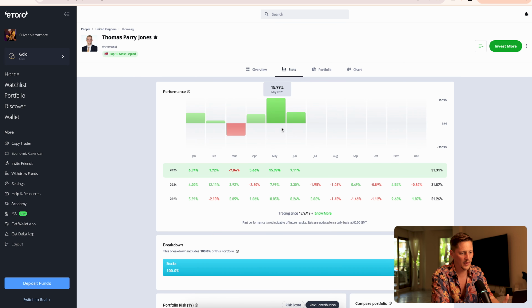Now, you can break down month by month how well they've performed as well. You'll see March was a red month for him. From the top of my head, that is when President Trump decided to bring in the tariffs. So I think a lot of the popular investors were red at that point in time, but there was a strong recovery there as well.